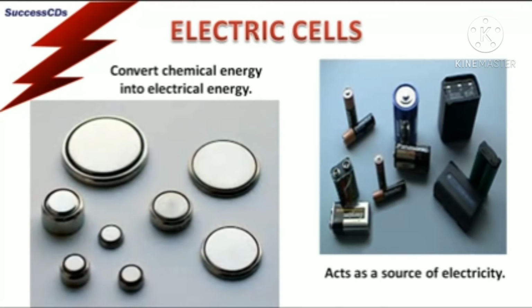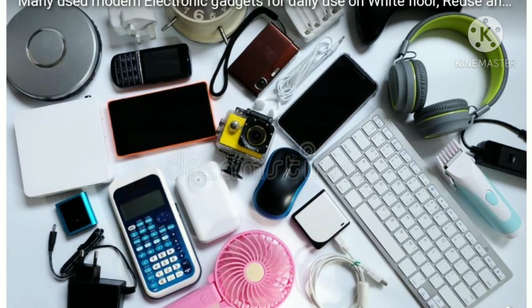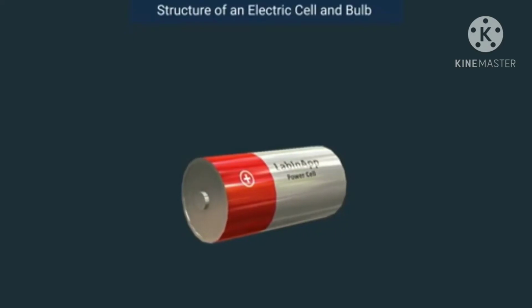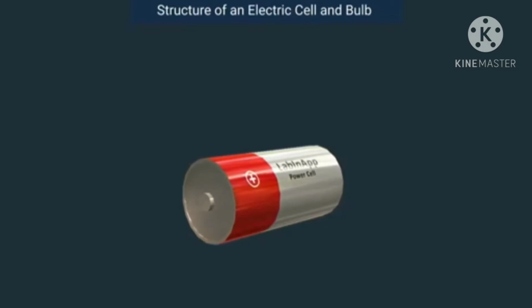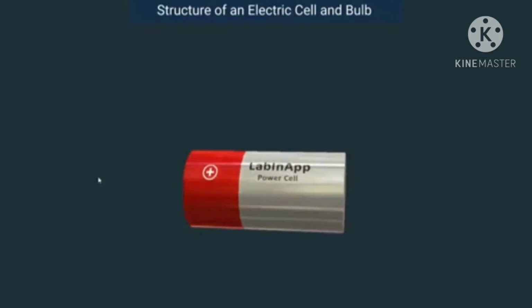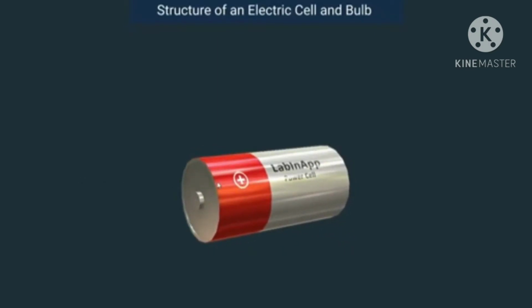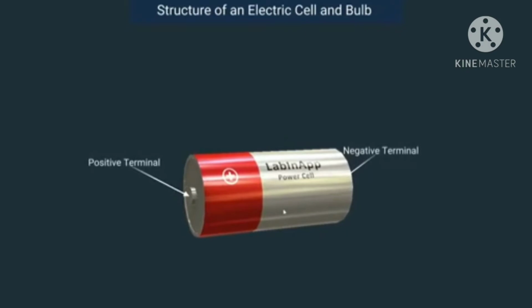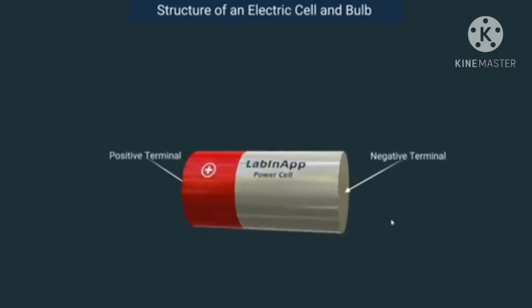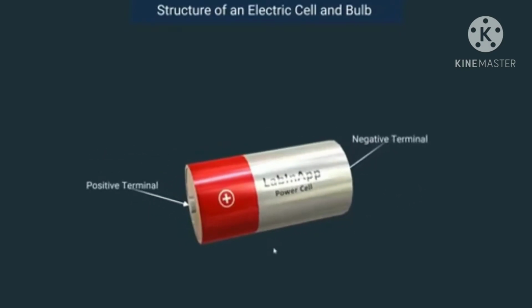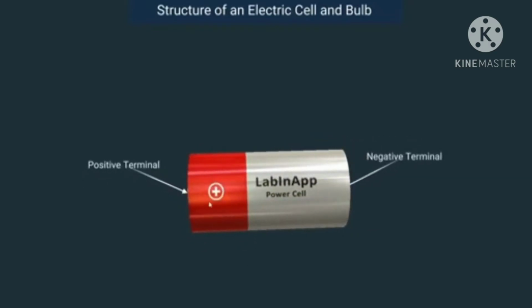Children, you must have observed cells of different sizes and shapes that are used in alarm clocks, wristwatches, transistors, radios, cameras, and many other devices. Now, have you ever carefully looked at an electric cell? When you observe an electric cell carefully, you will see that it has a small metal cap on one side and a metal disc on the other side. Did you notice a positive sign and a negative sign marked on the electric cell?